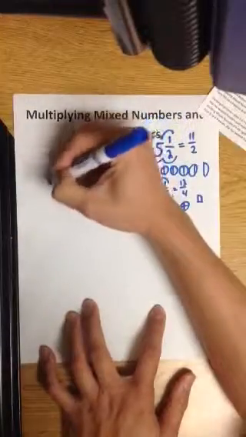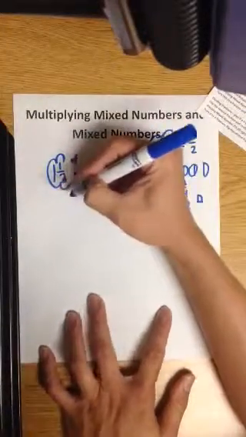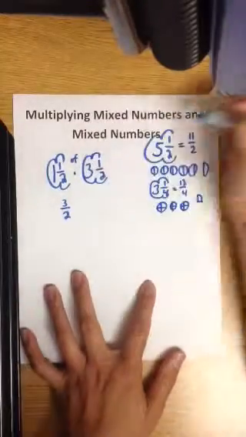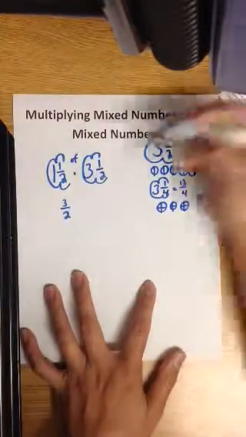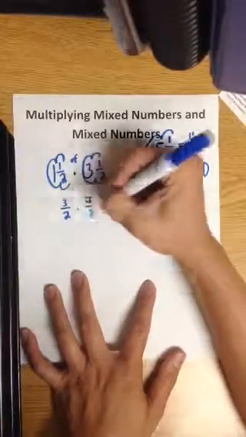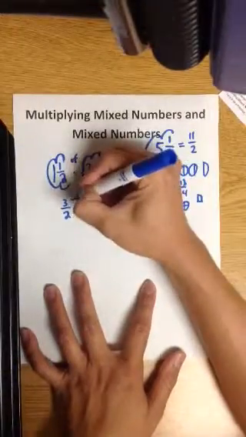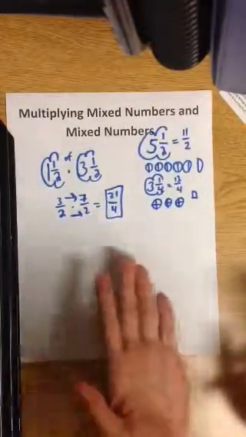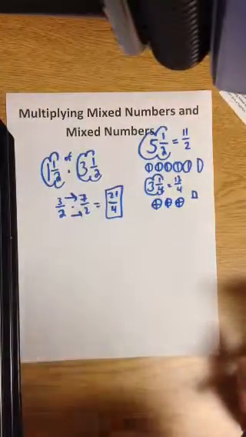So what's 1 1/2 as a fraction, an improper fraction? 3 halves. What's 3 1/2 as an improper fraction? 7 halves. So times away: 21/4. That's a good answer, but is there a better answer?